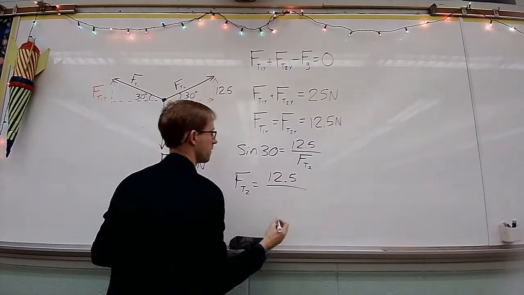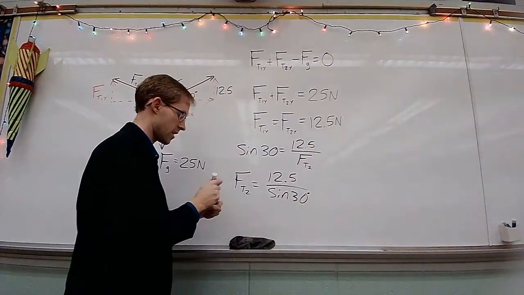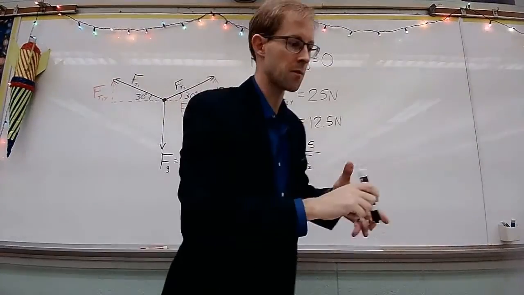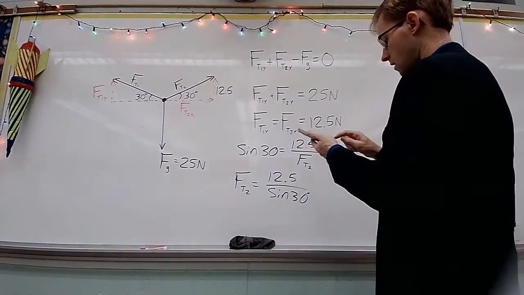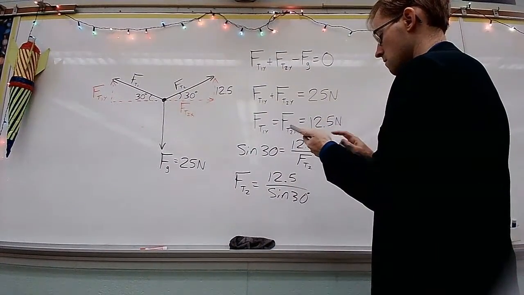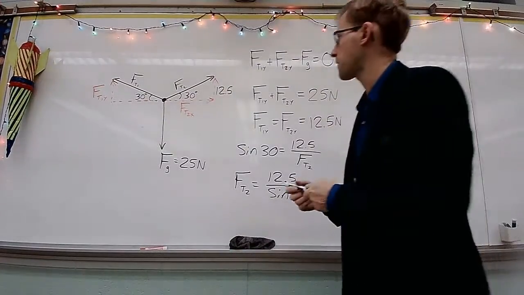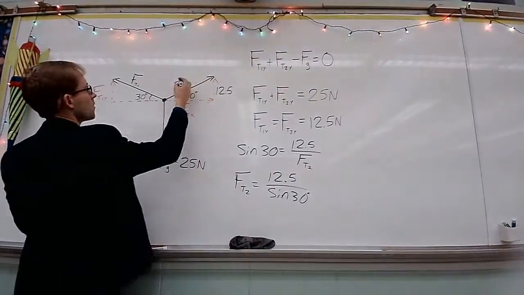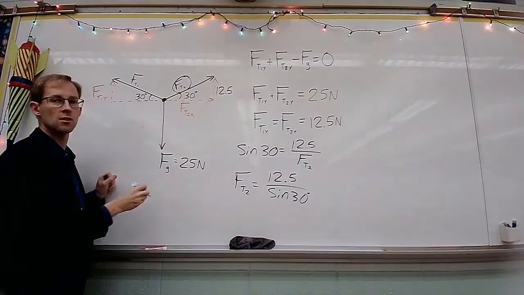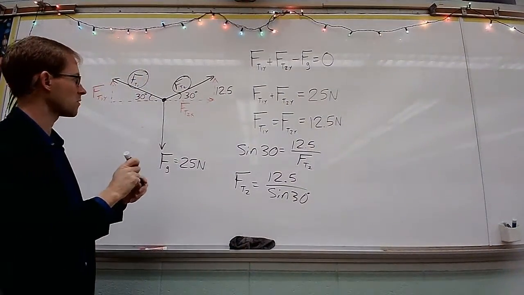So 12.5 over sine 30, and as long as your calculator is in degree mode, you're going to end up with an answer of 25. So 25 newtons is equal to Ft2. It's also equal to Ft1. 25 newtons is your answer there.